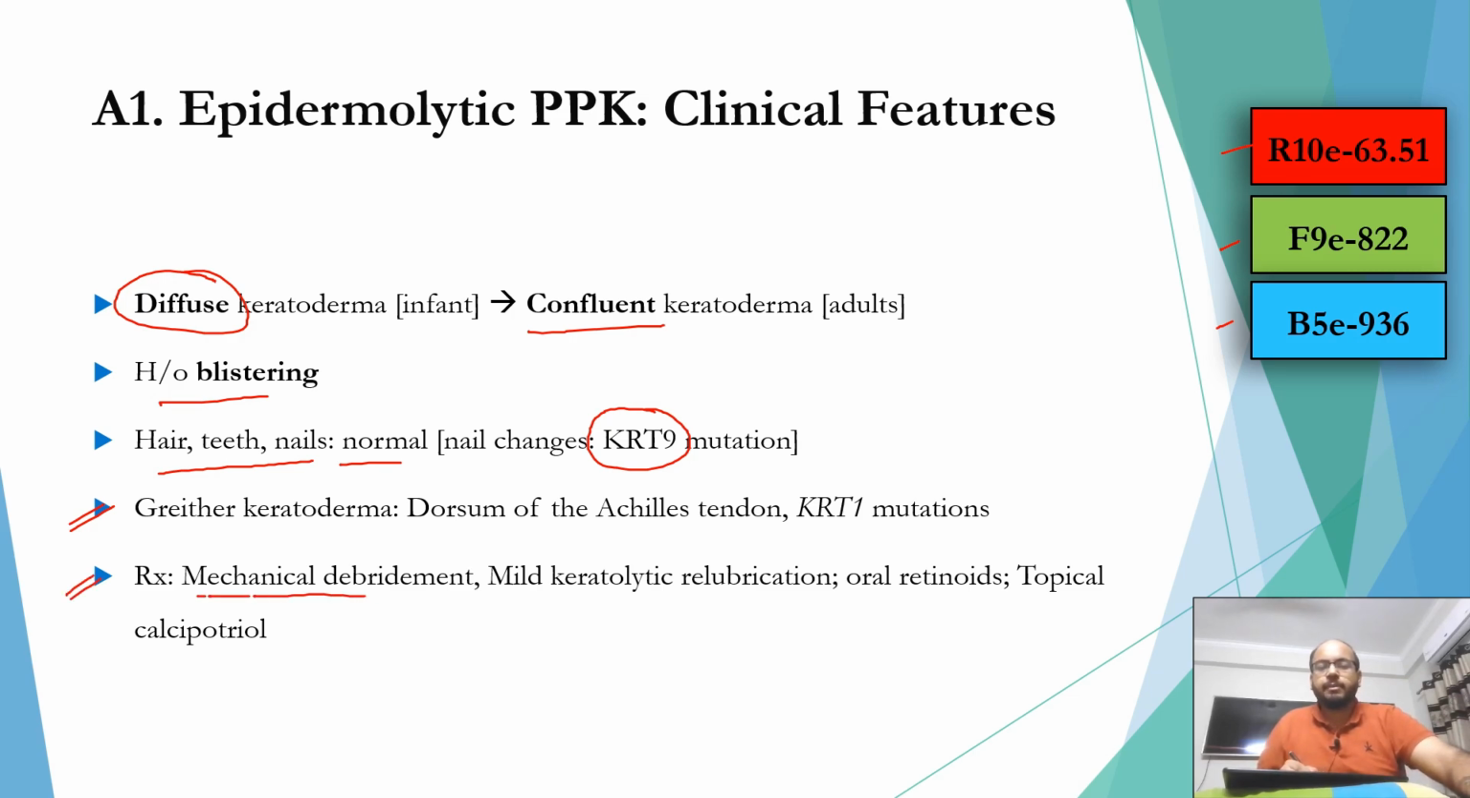Treatment includes mechanical debridement, that means either you cut it out or you rub it with dermabrasion to remove the excess keratin. Mild keratolytic relubrication using urea and lactic acid or salicylic acid creams, and topical calcipotriol and oral retinoids have been tried with moderate benefit.